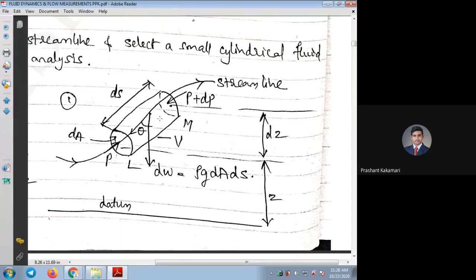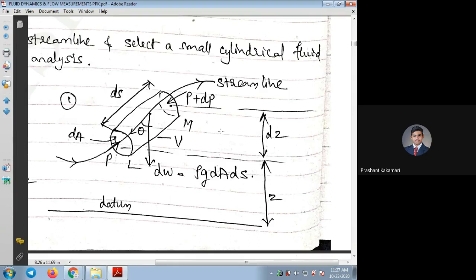For the difference between the heads of the inlet side and the outlet side, he has taken dz as the change in level. So this height is dz, a small change in height, and the head between the entry side of the fluid particle and the datum line, he has taken as z.